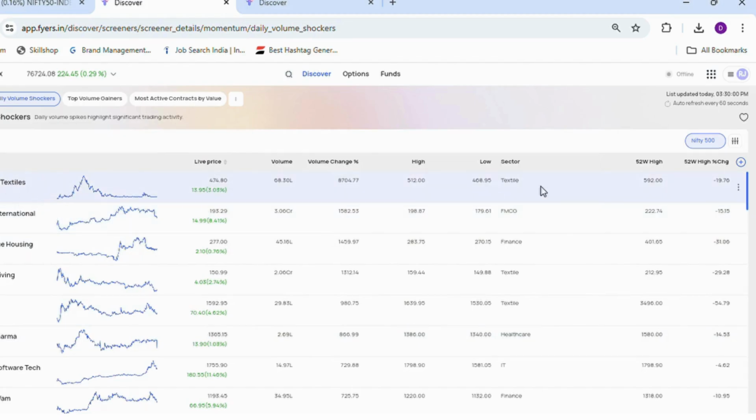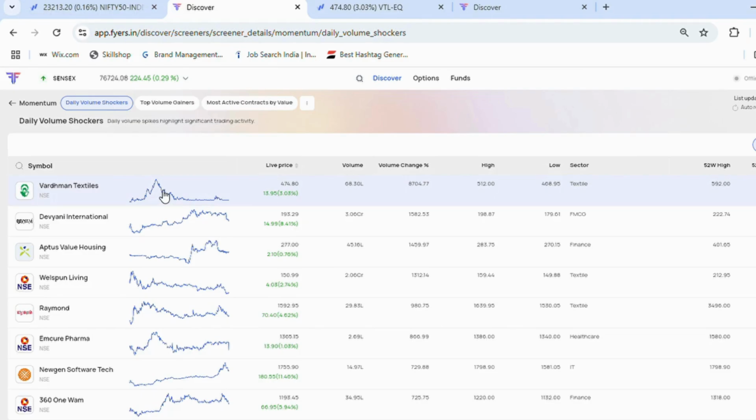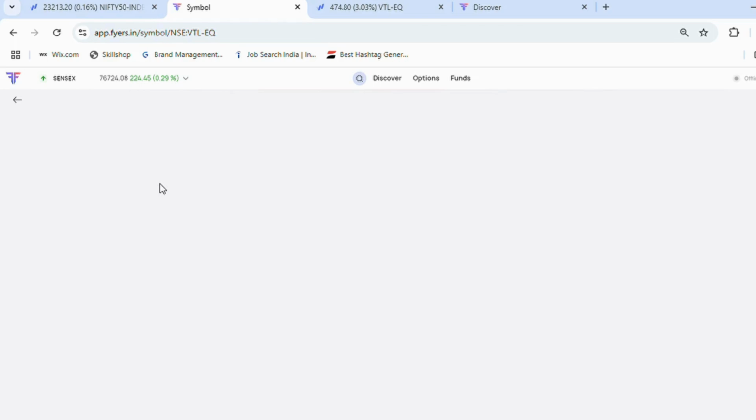If we look at this stock, the 52-week high is 592, and the percentage change from the 52-week high to the current price of the stock is 19%. So there is an opportunity for a swing trade. What we can do is let's open the stock.